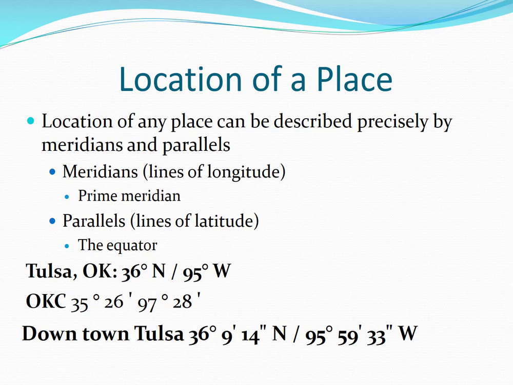Location of a place. We normally use latitude and longitude to locate a place. For instance, Tulsa is located 36 degrees north of the equator and 95 degrees west of the prime meridian, or the 0 degrees longitude. Oklahoma City is located 35 degrees, 26 minutes north and 97 degrees 28 minutes west.